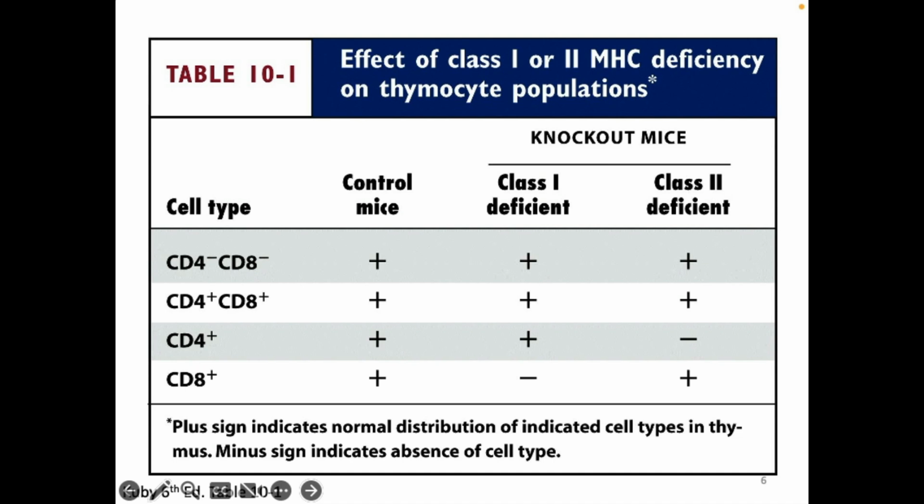If you made a mouse that did not have MHC class 2, you're going to have double negatives, you're going to have double positives, but then no cells can get an interaction with class 2 because it's deficient. So no cells can develop into a CD4 cell, though you will get some that are CD8s. These types of experiments, as well as many others, are some of the ways that we figured out the order of these subsets, though there are many other types of experiments that allowed us to do that.